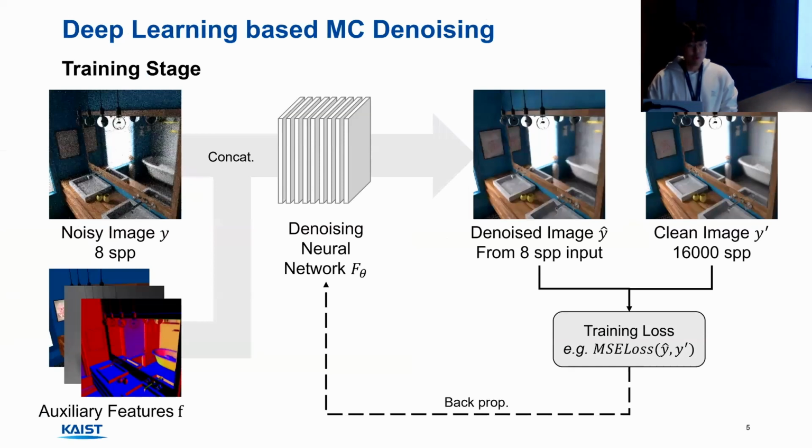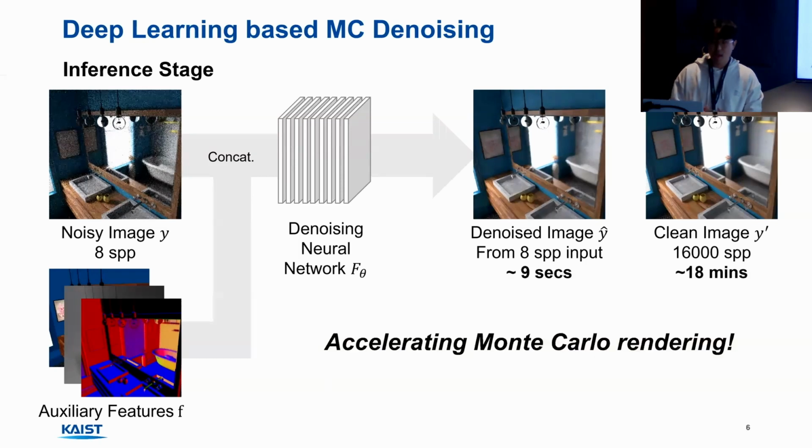Recent works focus on applying deep learning to deal with the noise. They train a neural network that can reconstruct a noisy image into a clean image with a lot of training data. Then the trained neural network denoises the noisy image in a short time, accelerating the whole rendering process compared to using a lot of samples per pixel.